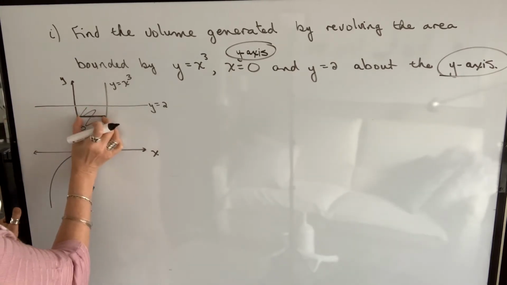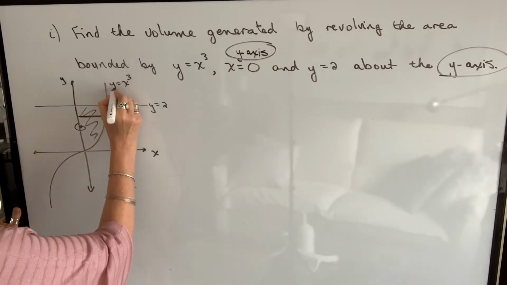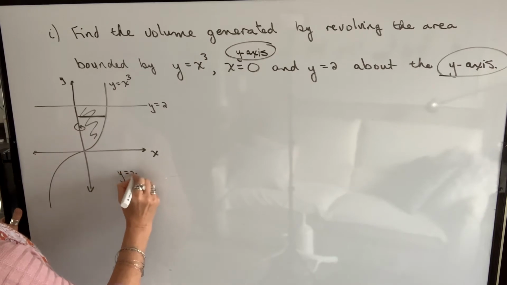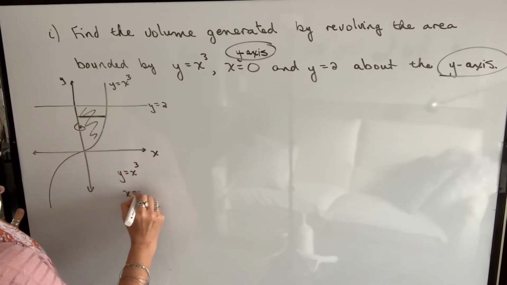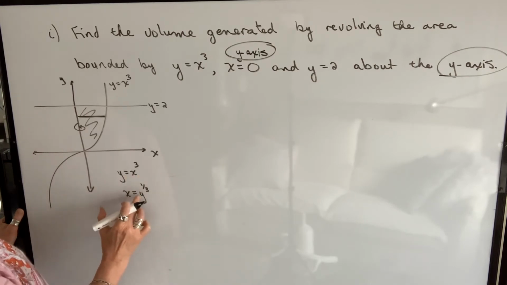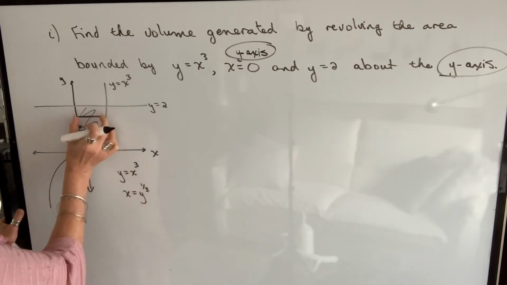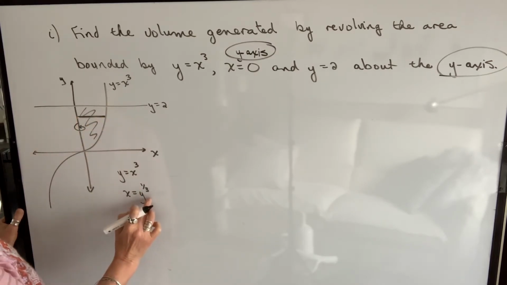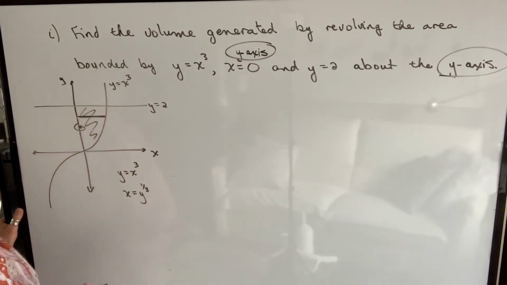with a radius of, now we've got a function written as a function of x, we have to change that. So if y equals x cubed, x will equal y to the 1/3. So we're just going to take the cube root of both sides. Now we've got a function of y. So this distance, which is the x value, will be expressed as y to the 1/3. We have to write it as a function of y.